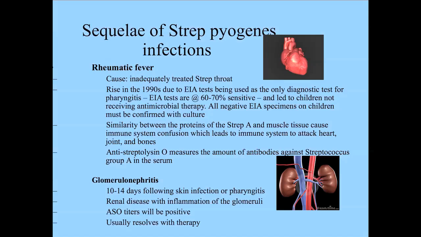In glomerulonephritis, this is usually 10 to 14 days following an adequately treated skin infection or pharyngitis. It is, of course, a renal disease with inflammation of the glomeruli. ASO titers will also be positive in this infection, and usually it will resolve with therapy.